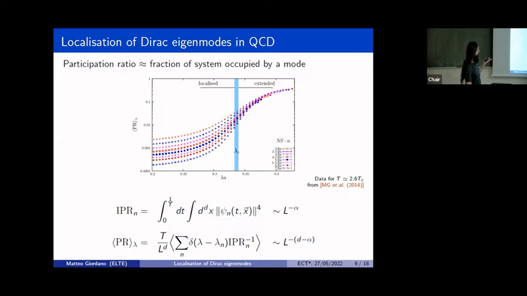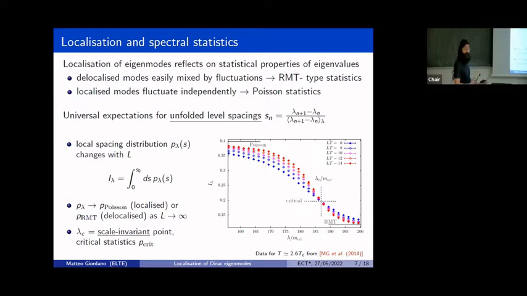Although this is the most intuitive way to understand how to detect localization, it's not the most efficient way to pinpoint where the mobility edge is. That is best done by exploiting the close connection between the localization properties of the eigenmodes and the statistical properties of the corresponding eigenvalues. Now, if you have delocalized modes and you perturb the gauge configuration or the disorder realization in the case of the Anderson model, then these modes are everywhere and any fluctuation you introduce will be felt by these modes. And so they will be easily mixed by any sort of fluctuations. This is the kind of situation that leads you to think that the corresponding eigenvalues will obey some suitable type of random matrix theory statistics.